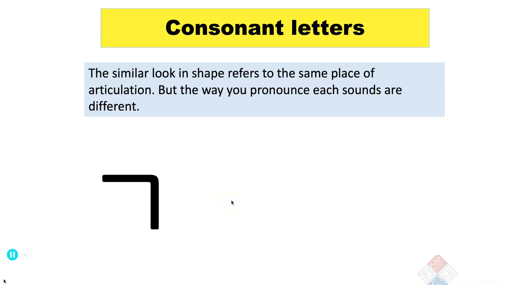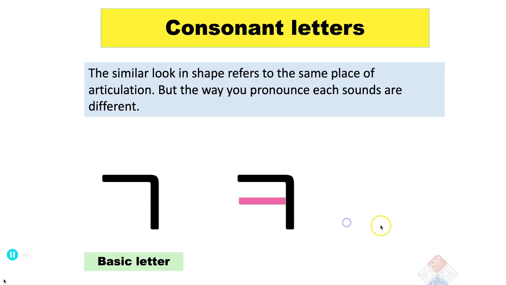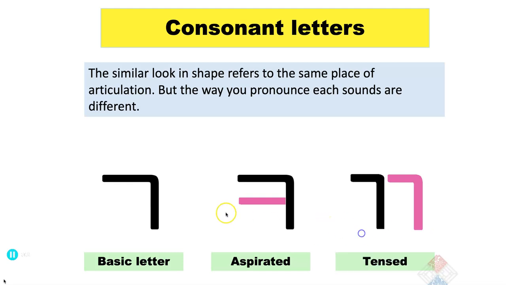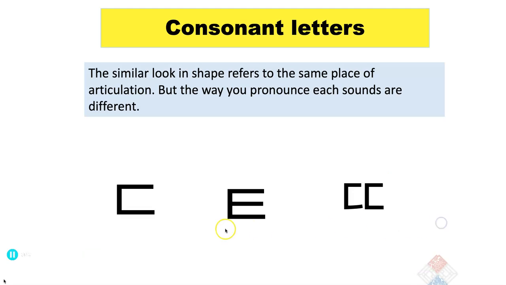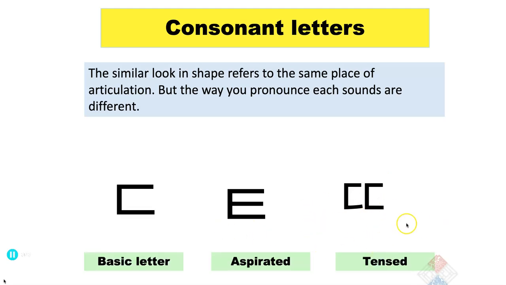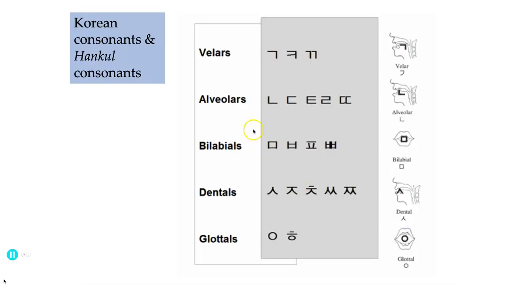So a similar look in the shape refers to the same place of articulation, but the way you pronounce each sound is different. Like I said, they look similar. This is a basic letter, an aspirated letter with lots of air, and a tense sound. These are all examples. Now take a look at this basic letter, and with one more stroke it becomes an aspirated sound, and by doubling the same letter, it becomes a tense sound. As I said, most of them have the same place of articulation, and you have a cluster or grouping going on here.